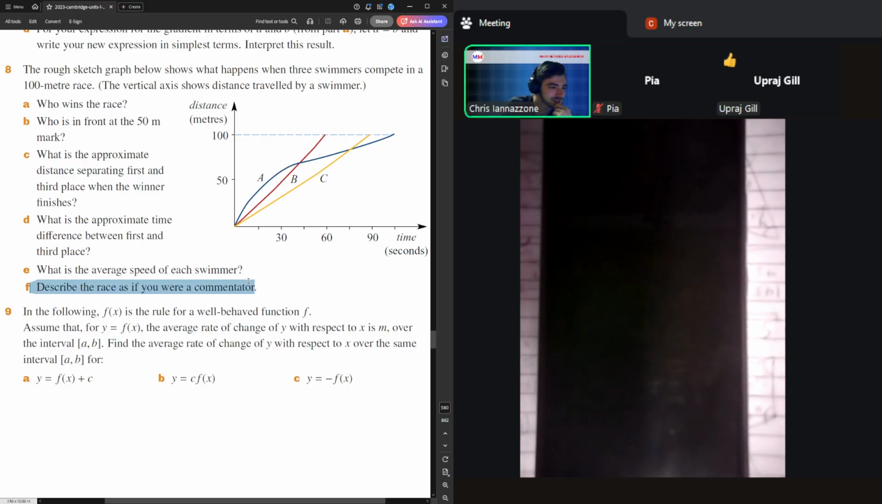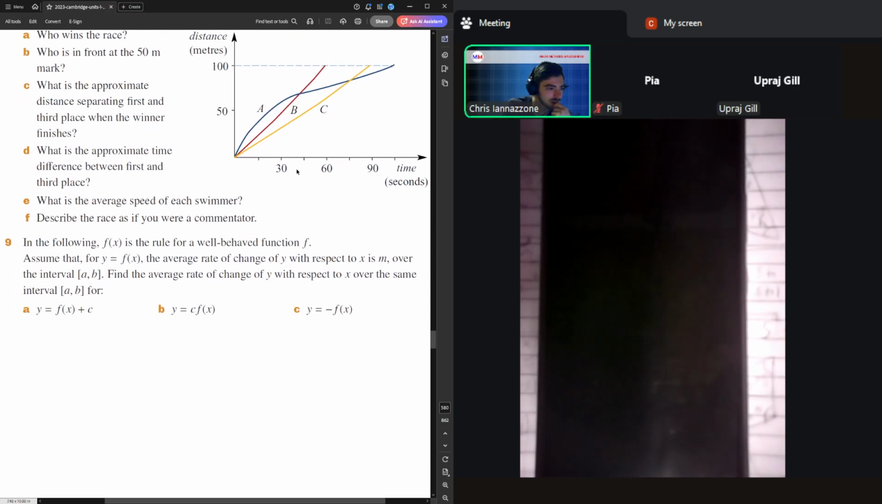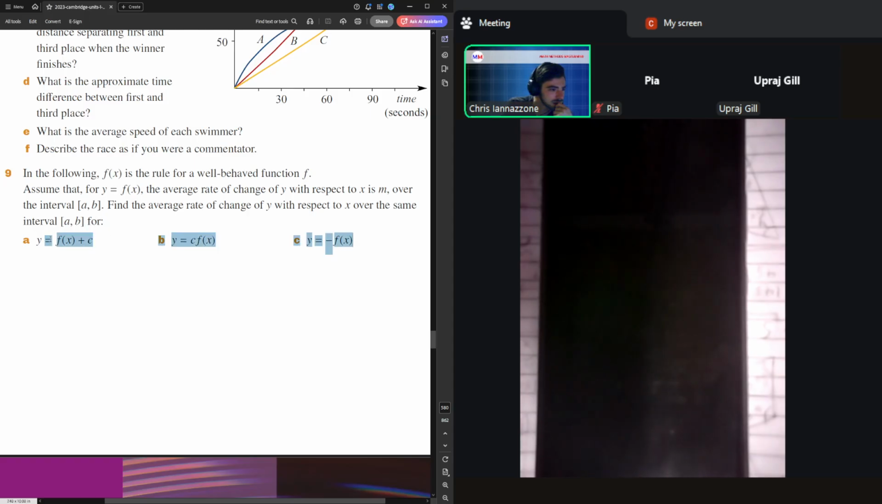Of course, and there's describe the race as if you were a commentator. I feel like we've already got a pretty good handle on what was going on there. The fact that the changes of positions, we kind of already discussed that. And then something that's got basically nothing to do with anything we've talked about.